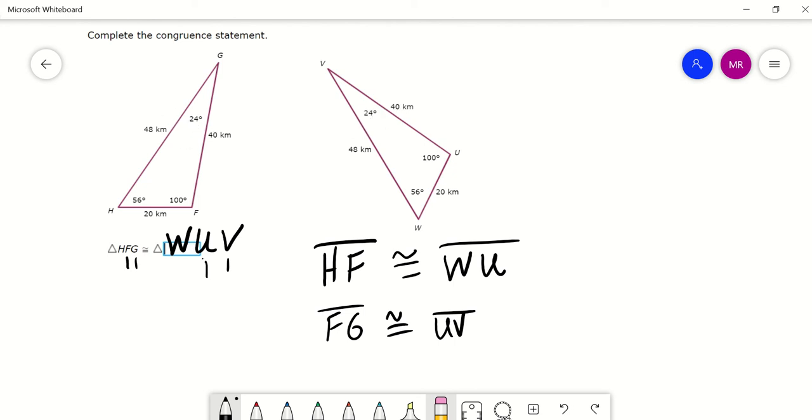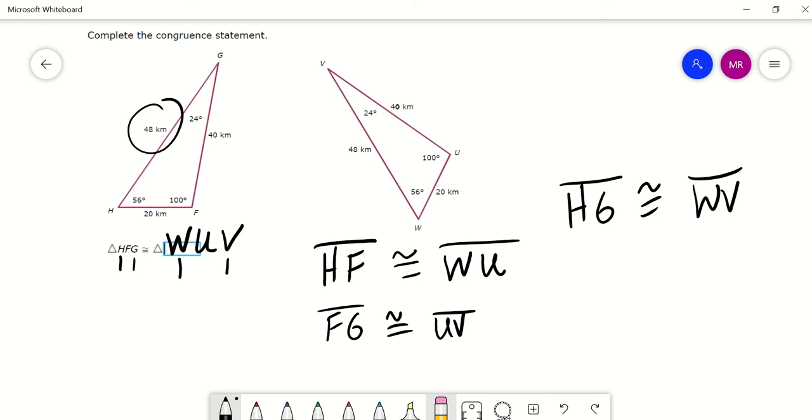And let's do the last pair. The last pair is going to be first and third. First and third is HG. First and third is WV. So HG, again, I haven't even looked at the figures yet, has to be congruent to WV. And let's conclude that that is true by looking at the figures. HG is 48 kilometers. WV is 48 kilometers as well. They are in fact congruent. So once you have this congruency statement, you know all sorts of stuff. You know what angles are congruent and you know what sides are congruent.